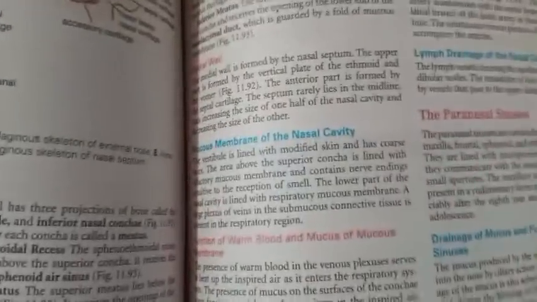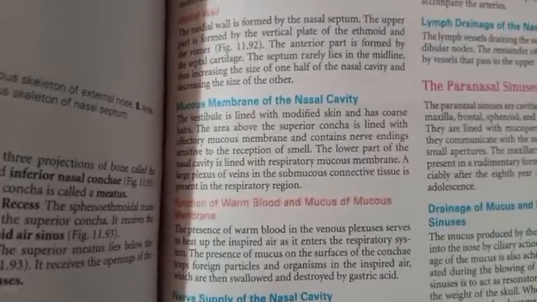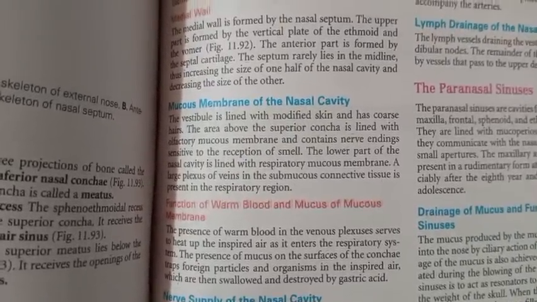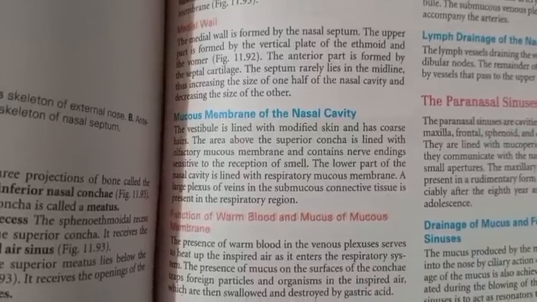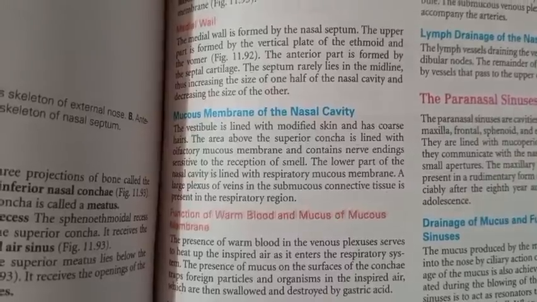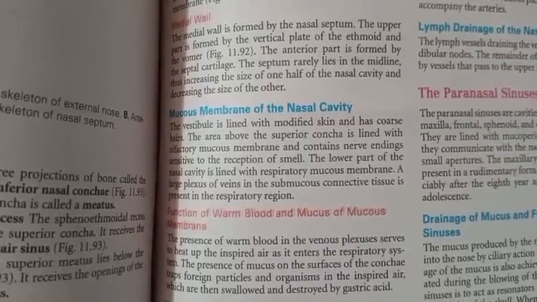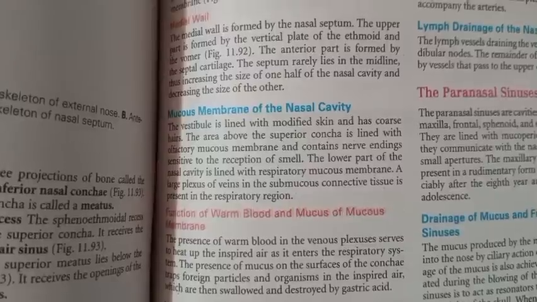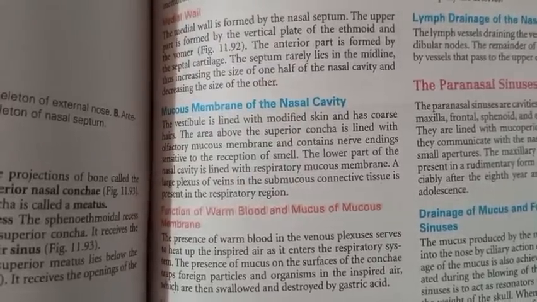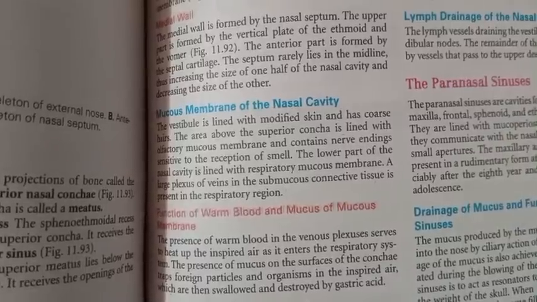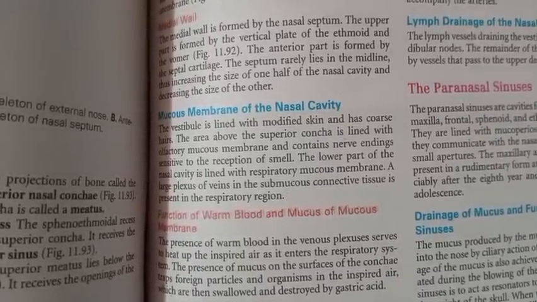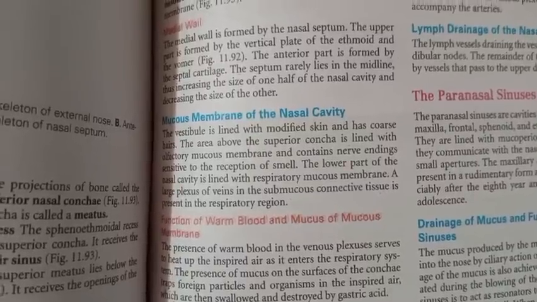The functions of the warm blood and mucous membrane. The presence of the warm blood in the venous plexus serves to heat up the inspired air as it enters the respiratory system. The presence of mucus on the surface of the concha traps foreign particles and organisms in the inspired air, which are then swallowed and destroyed by the gastric acid.